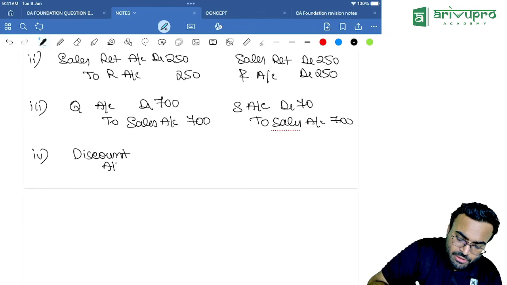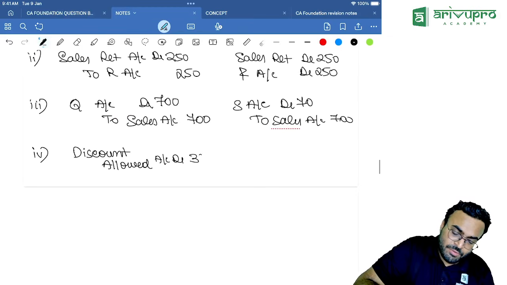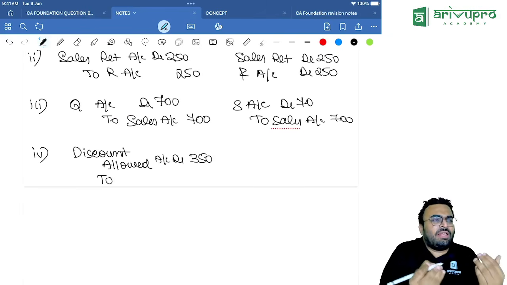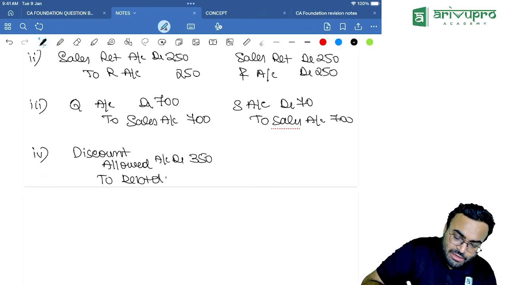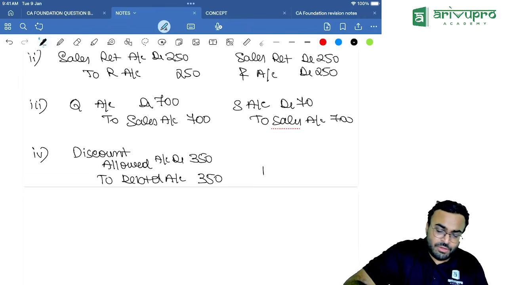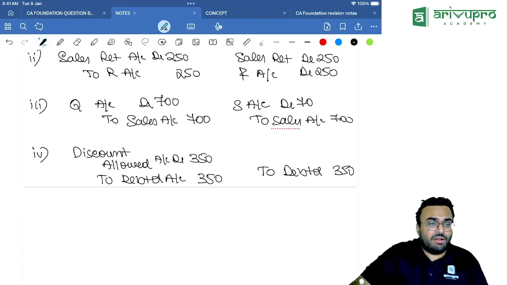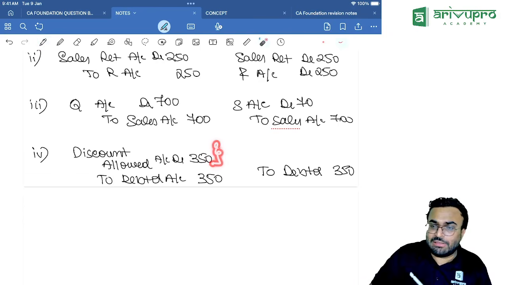Discount allowed account debited. How much is the discount allowed? 350. To whom? Discount allowed, that means there is no cash. Discount allowed to debtor account 350. What is the wrong entry? The wrong entry is to debtor 350 has happened. Total has not gone. Total will go to discount allowed account. That has not gone. So you have to record this total 350.